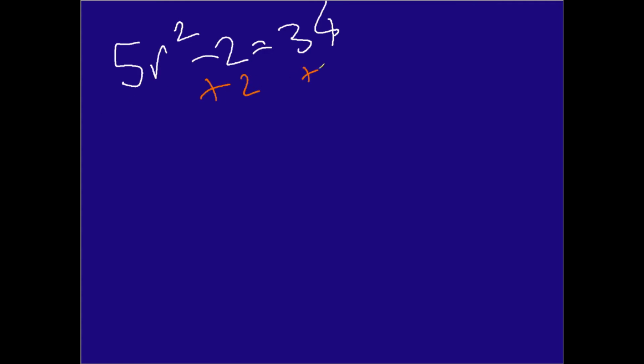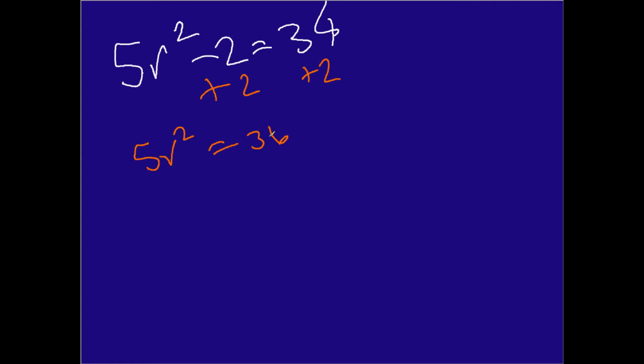All right, here's our last example, and then I will go back and review what we did in the prior examples. So here's our last one. This time we have 5r squared minus 2 equals 34. So watch what we do this time. It's the same process. We add 2 to both sides, and we end up with 5r squared equals 36.